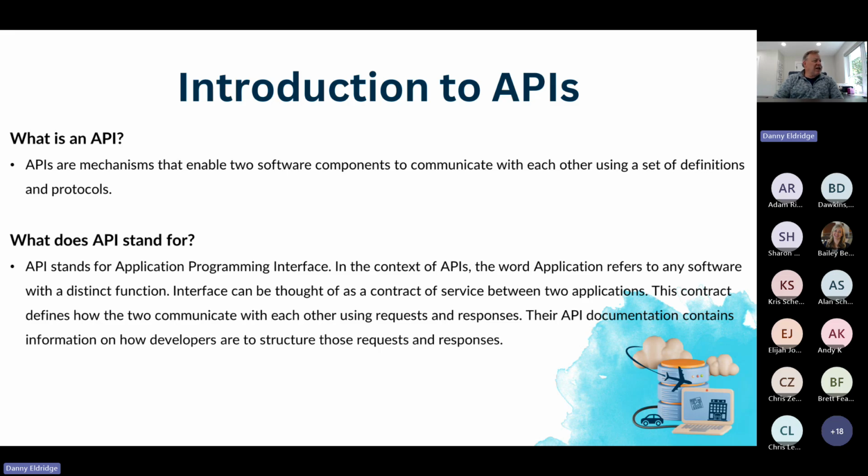What does API stand for? It stands for Application Programming Interface. It refers to any software with a distinct function. Interface is thought of as a contract of service between two applications. So basically, an API is the contract, or the application programming interface.